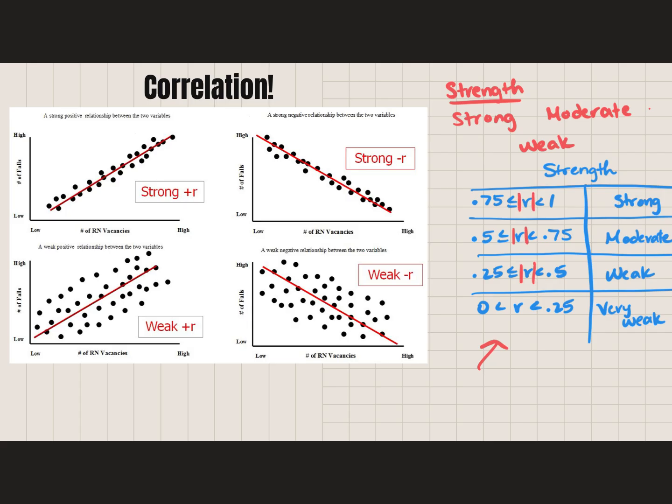Sometimes students get confused when they see a negative correlation. They think, oh, that's less than 0, so it must be weak. That's not true. It is how close that number is to 1 or how close it is to -1 that determines the strength of that correlation. So -1 would actually be a very, very strong correlation. It would just be a negative, descending one, like it is in this graph here.